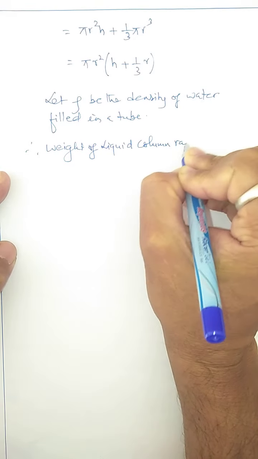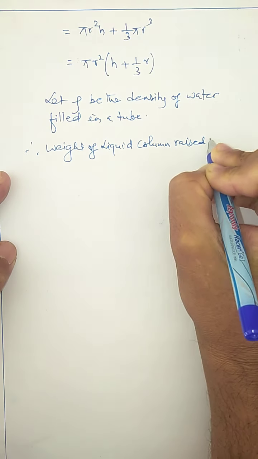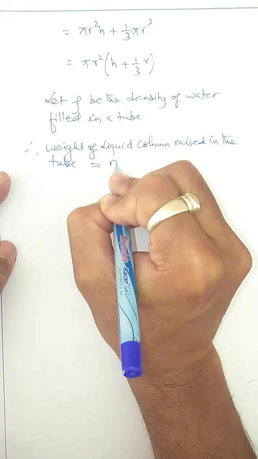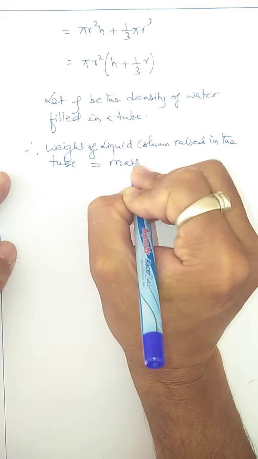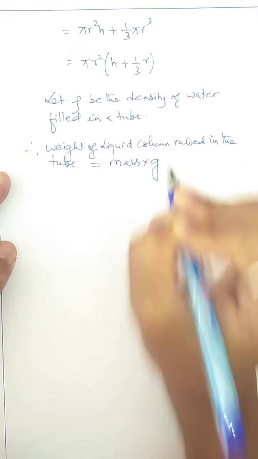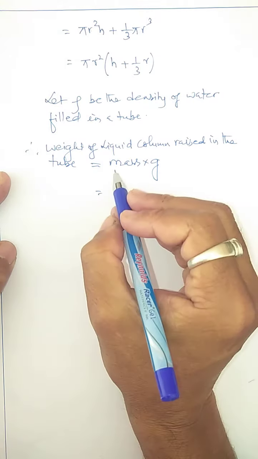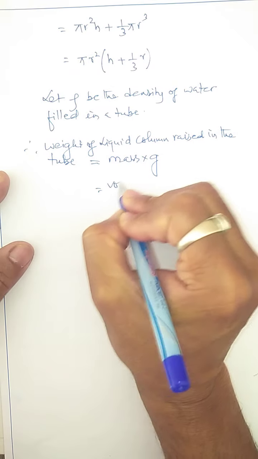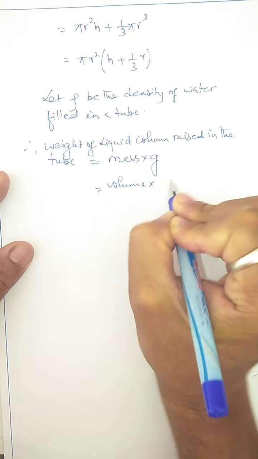And this weight of the liquid column raised in the tube is equal to mass into gravity. Gravity means g. But mass means volume into density. Mass is nothing but volume into density.